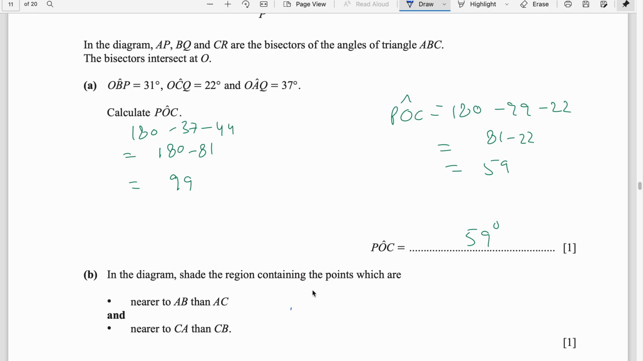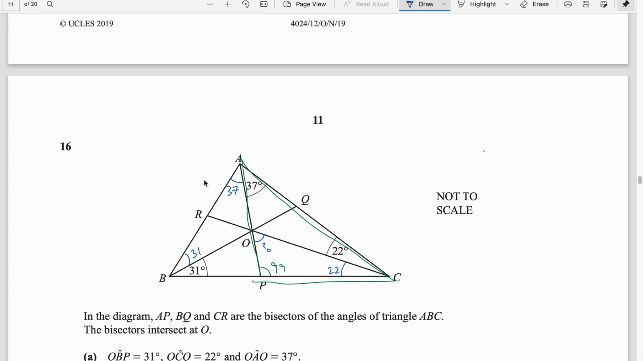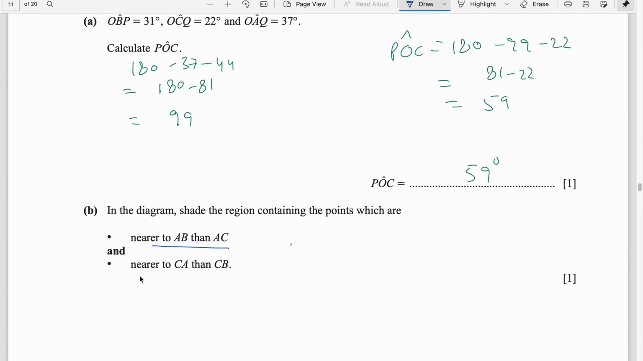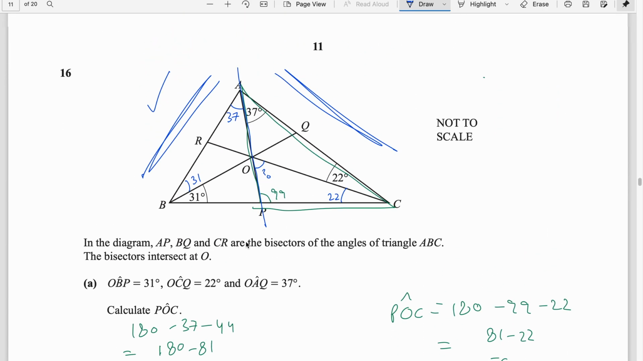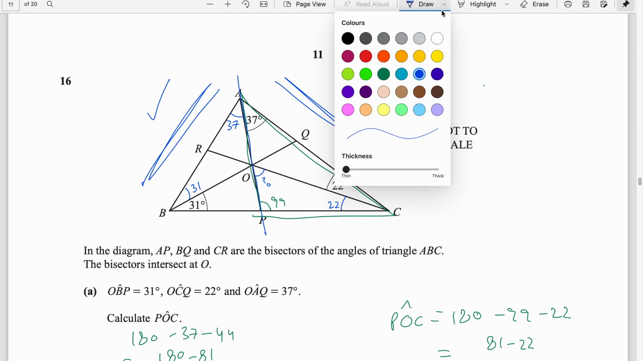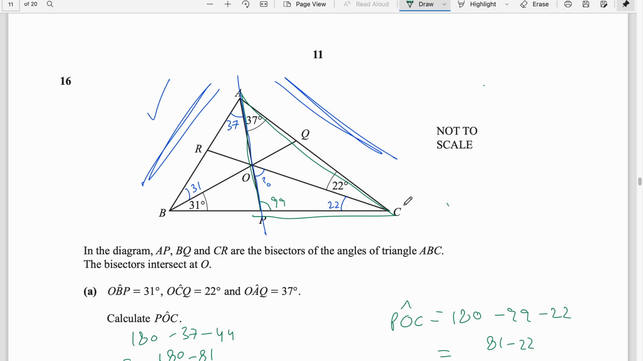In the diagram, shade the region containing the points which are nearer to AB than AC. Nearer to AB than AC means on this side, closer to this side, and this is the bisector, so closer to this side. Second part is nearer to CA than CB, so on the upper side of this bisector. So upper side of this and left side of this, we are left with this area.